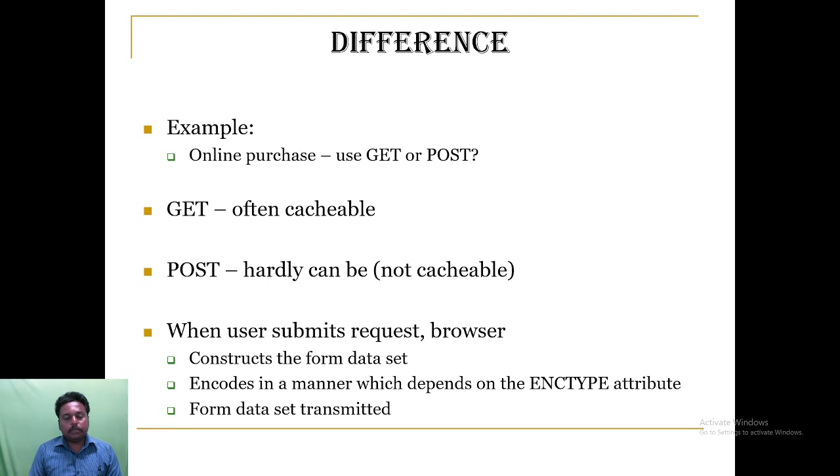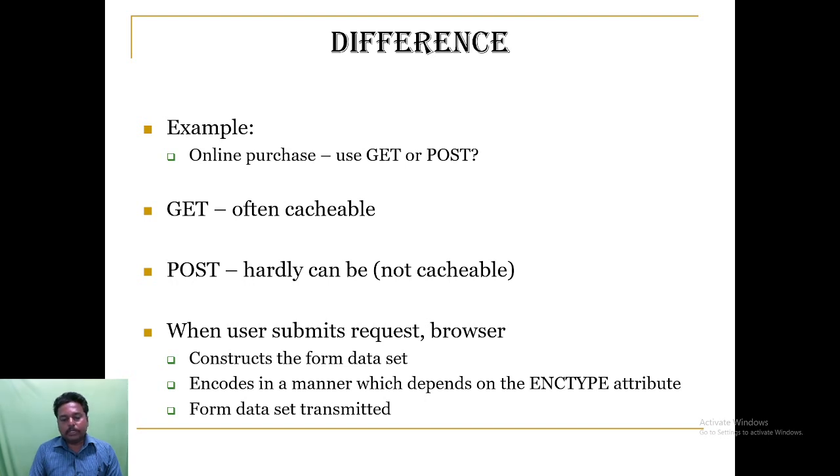Example, for an online purchase, do we use GET or POST? GET is often cacheable, while POST is not cacheable, or hardly can be cached. When the user submits a request, the browser constructs the form data set and encodes it in a manner which depends on the encryption type attribute. Then the form data set is transmitted.